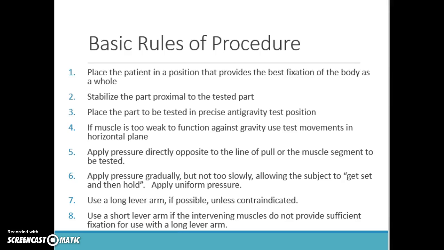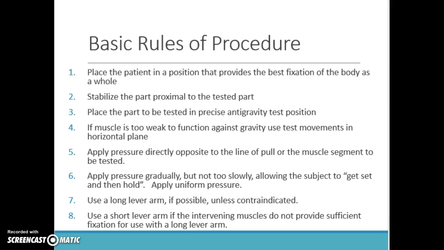When testing muscles of the hand, the PTA should stabilize adjacent joints to the part that is being tested. Number 3, place the part to be tested in a precise anti-gravity test position to elicit the desired muscle and aid in grading. Number 4, if a muscle is too weak to function against gravity, use test movements in a horizontal plane. If body weight offers sufficient resistance, place trunk muscles to be tested in an anti-gravity position.